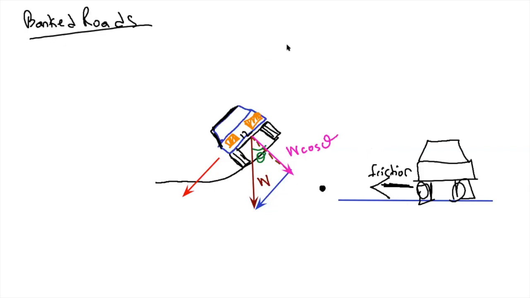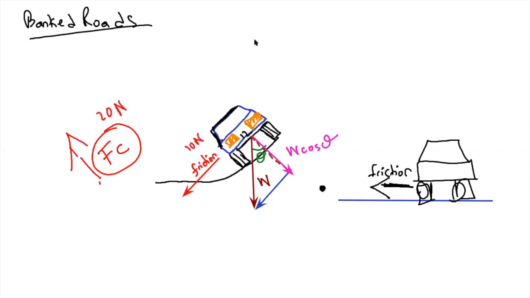Okay, now listen very carefully, because this is where you're going to understand how in the world banked roads help us in dealing with skidding. Now, this was our friction, right? And you know that this friction was not enough to provide us the centripetal force, because we needed a greater amount of centripetal force. We needed a lot of this because the car is going fast and we need a very high amount of centripetal force. This friction is not enough to give us this. So if this was 20 newtons, friction would give us just half, and we need more than that.